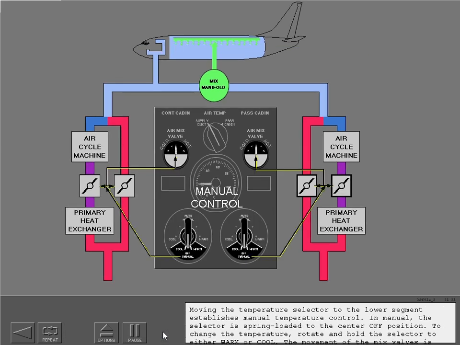Moving the temperature selector to the lower segment establishes manual temperature control. In manual, the selector is spring-loaded to the center off position. To change the temperature, rotate and hold the selector to either warm or cool. The movement of the mix valves is monitored on the air mix valve position indicator. Releasing the selector to the center detent stops the valve movement.